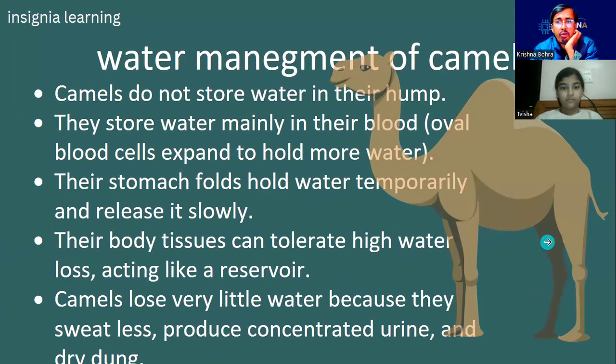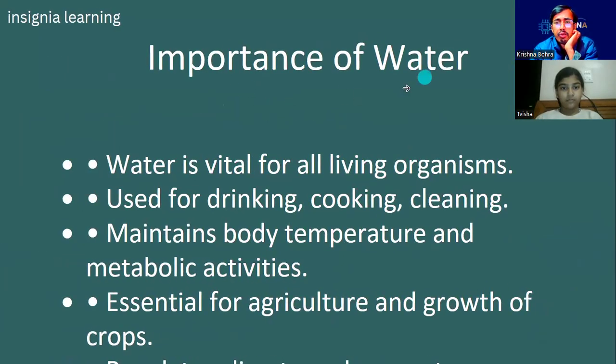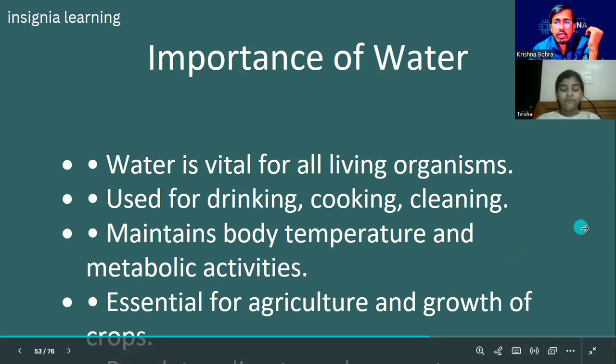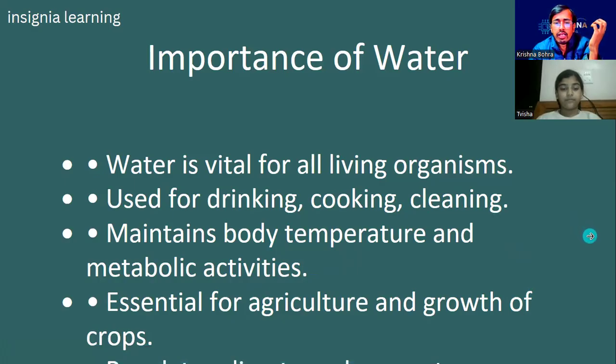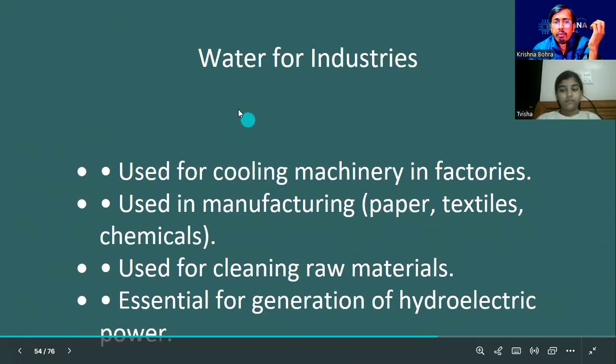So in the previous class, we have discussed some of the topics. So let me just quickly revise in 2x speed what we have understood. First of all, we have understood the importance of water for all living organisms and maintaining body temperature and metabolic activities. Metabolic activities include all the chemical and biological activity happening inside a living organism. If we consider ourselves, it is digestion, energy producing, growth, etc. Water is also essential for agriculture and crops.